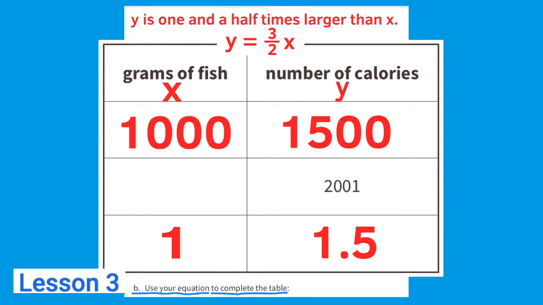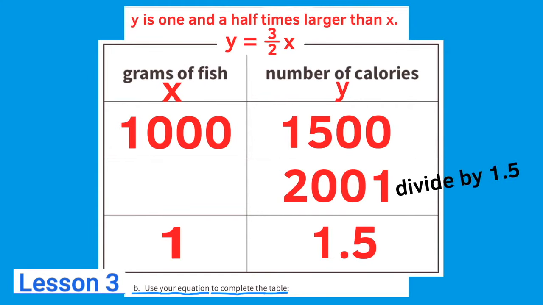This last one starts with calories, so instead of multiplying by 1 1/2, we have to divide by 1 1/2. 2,001 calories divided by 1 1/2 equals 1,334 grams of fish. 1,334 grams of fish has 2,001 calories.